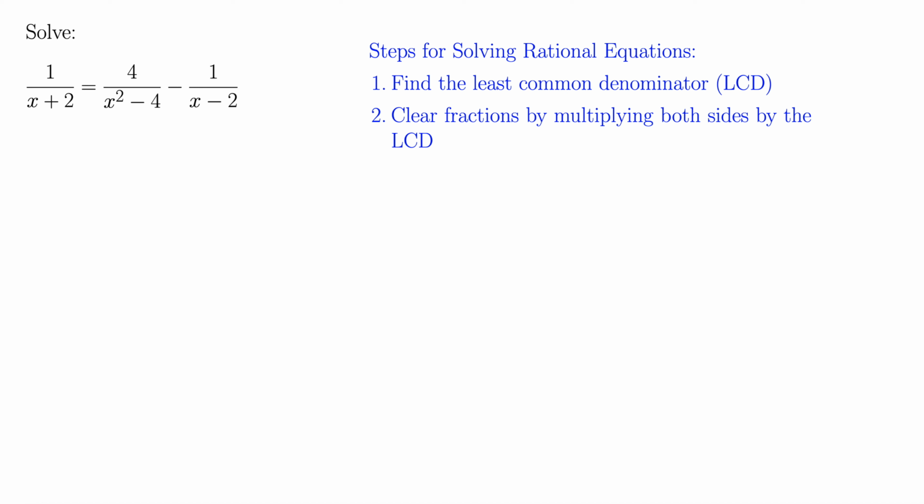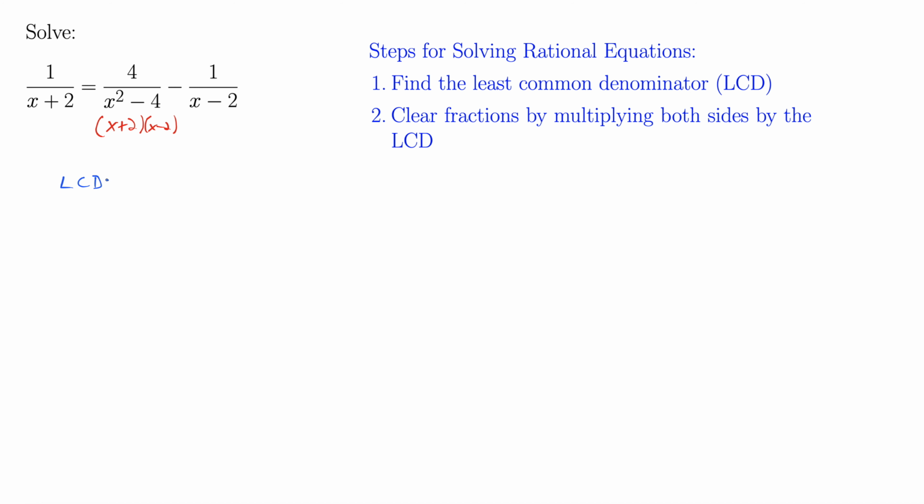Okay, step 1 is to find the LCD. Step 2 then is to multiply both sides by that LCD and clear fractions. First thing we need to do before we find the LCD, though, is factor that x squared minus 4. Alright, well, x squared minus 4 is x plus 2, x minus 2. Now we can proceed to get our LCD.